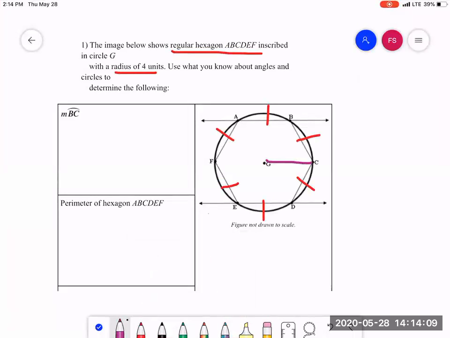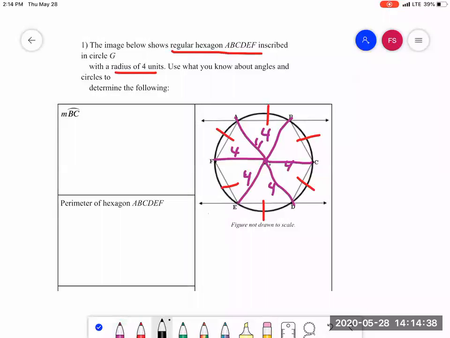So this is 4 units, and this is 4 units. And all the way around from the center to each point, or I should say each vertex on this hexagon, is going to be 4 units. So what we can see here is that we just broke up this hexagon and the circle into 6 equal parts.